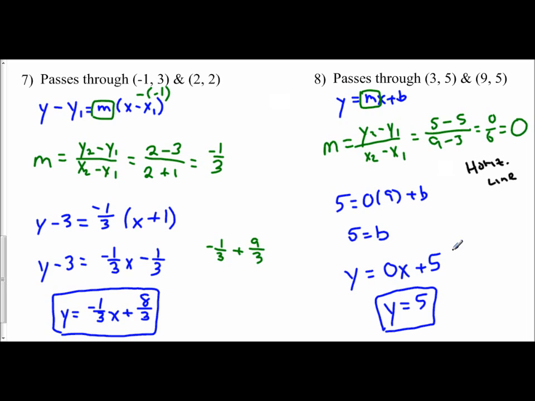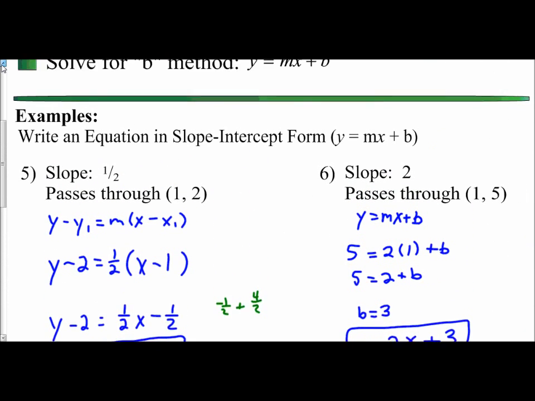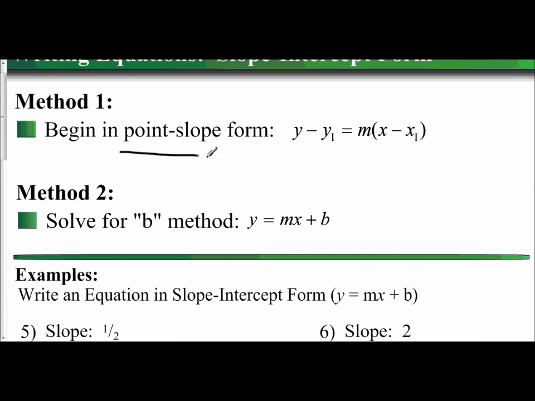So in this video, we examined how to write the equations of lines when given information, either 2 points or being given a point and a slope. And we have our 2 methods that we can use, the point slope form approach or the solve for b approach. Again, do what you're comfortable with, but do be familiar with both approaches.